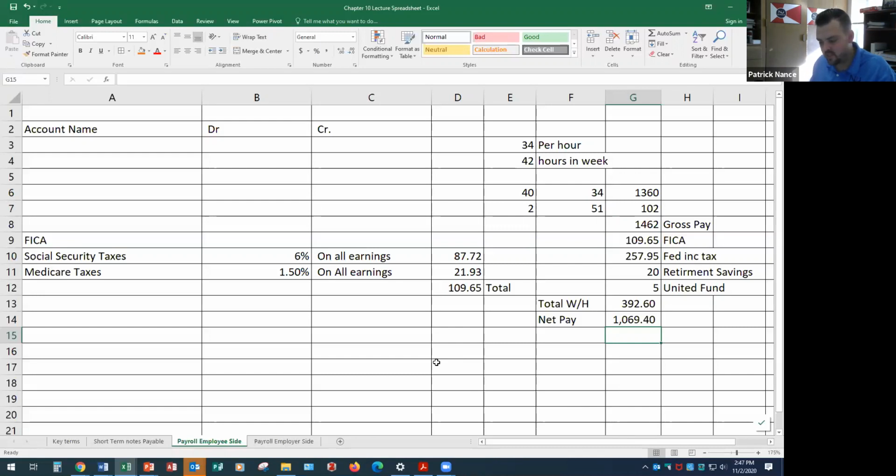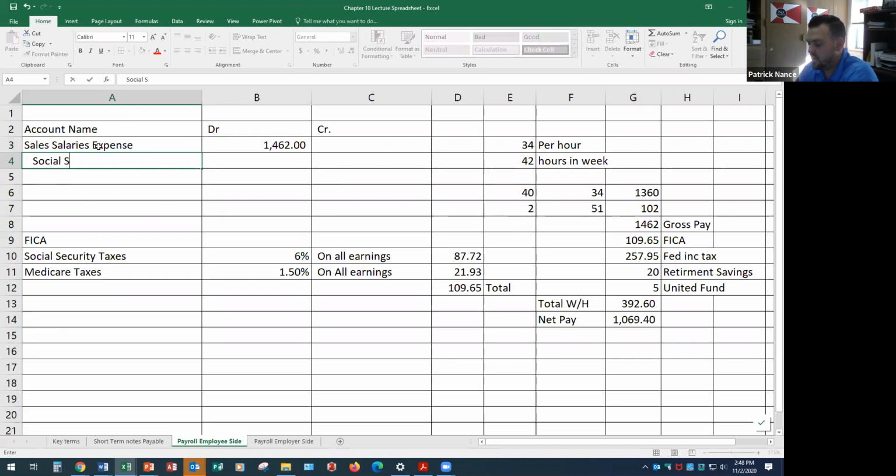So if I had a paycheck just for this one person, it would depend on what his expense was, whether he was sales, whether he was office. Let's say he was sales, so sales salaries expense would be the full gross amount of $1,462, and then we would have Social Security tax payable.